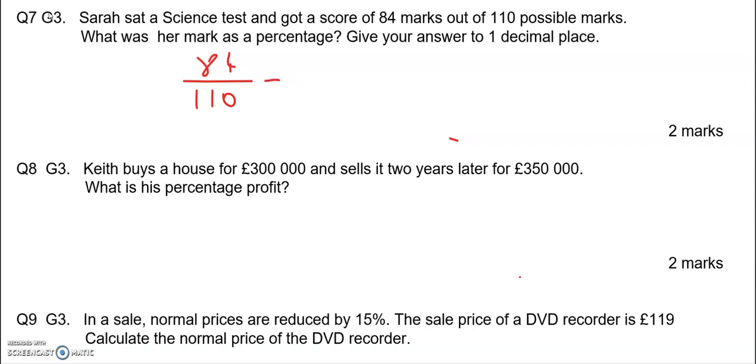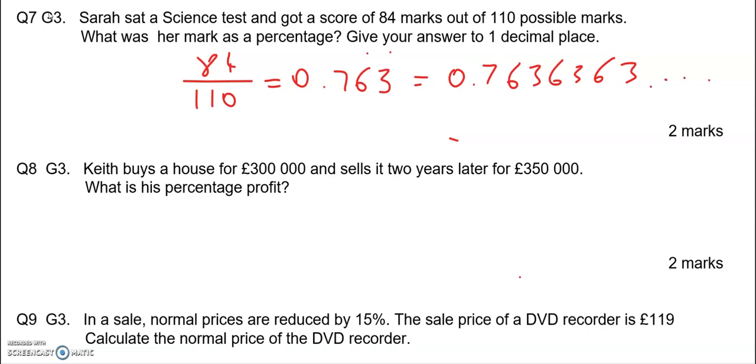So that is equal to 0.763 recurring. So this means that this is the same as 0.7636363, only the 6 and 3 recur. So this continues. Now we need to write this as a percentage given an answer to one decimal place.